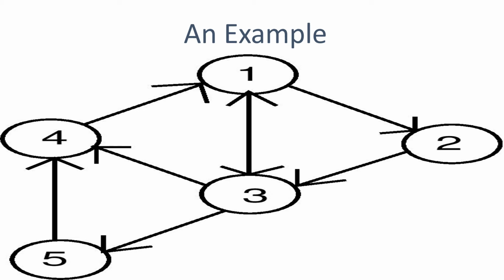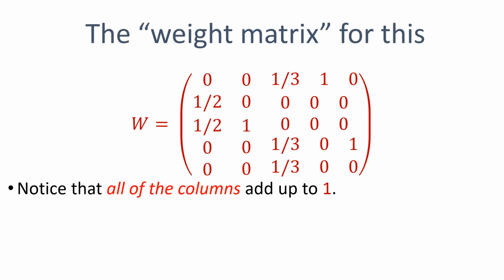Suppose we have a world in which we only have 5 web pages, like this structure. And if we look at the matrix that results, it's this one here. So in other words, page 1 has 2 links going out from it. They contribute a half to page 2 and a half to page 3. Page 2 only has a single link out of it, which goes to page 3. So page 3 inherits the entire ranking from page 2, whatever that turns out to be. Page 3 links to 3 pages, so its contribution is a third to each of them. Page 4 only links to 1 page. Page 5 only links to 1 page.